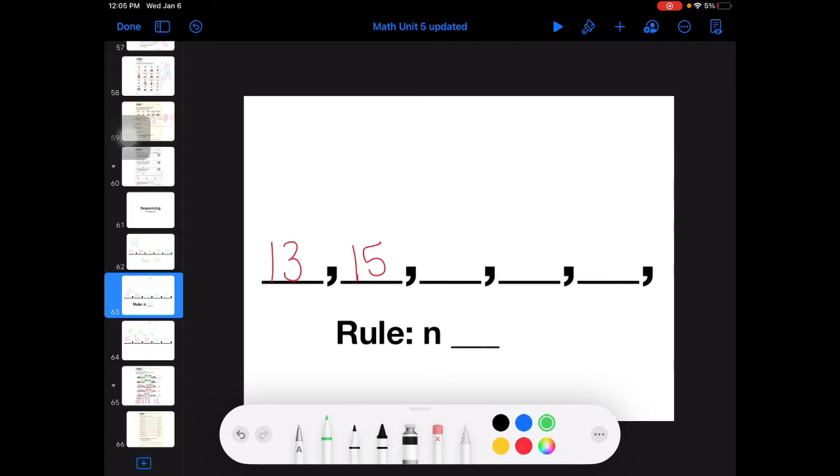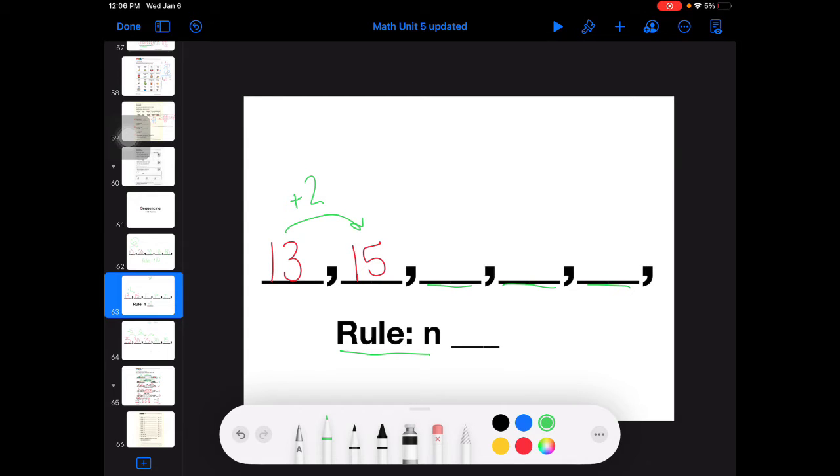This one says 13 to 15. So we have to figure out what is the rule, and we have to figure out the next 3 blank spots. So if I use my little arrow, I know that 13 to 15 is going up, so it's increasing. So I put a plus, and then I have to say how many is it going up by? 13, 14, 15. I know that's going up by 2. I used my fingers when I did that so that I knew how many it was increasing by.